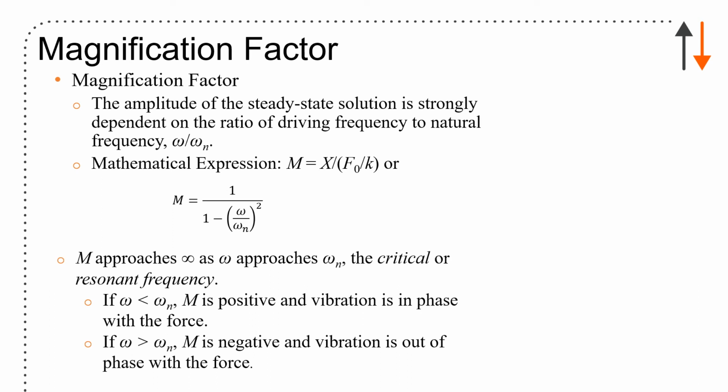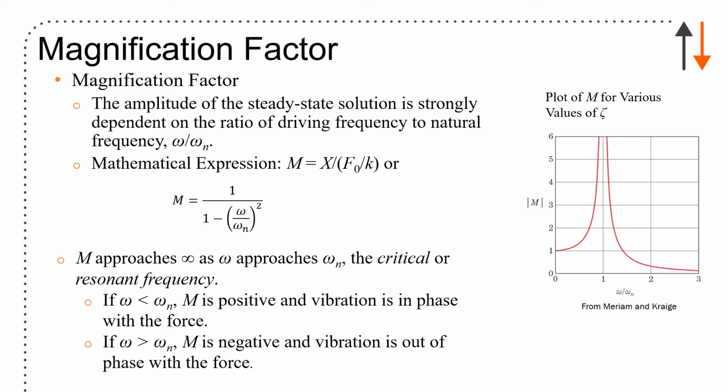M approaches infinity as omega approaches omega n, the critical or resonant frequency. If omega is less than omega n, M is positive and the vibration is in phase with the force. If omega is greater than omega n, M is negative and vibration is out of phase with the force. And that's what the figure looks like over here. This is from Meriam and Kraige, and it's just a plot of that red line showing, first of all, a positive magnification factor, and then a negative one, but remember that what I'm showing here is really the absolute value.